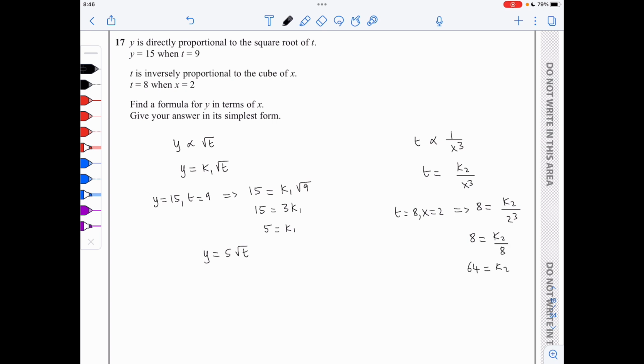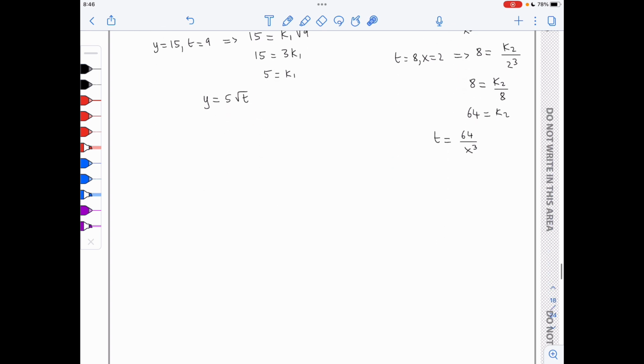So this leads to t being 64 over x cubed. We need to connect together y with x, so we can say that y is 5 times the root of t, which is 64 over x cubed, which means that y is 5 times the root of 64, which is 8, over the root of x cubed. So y is 40 over x to the 3 over 2.